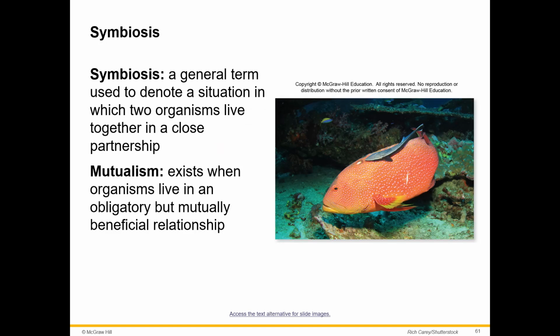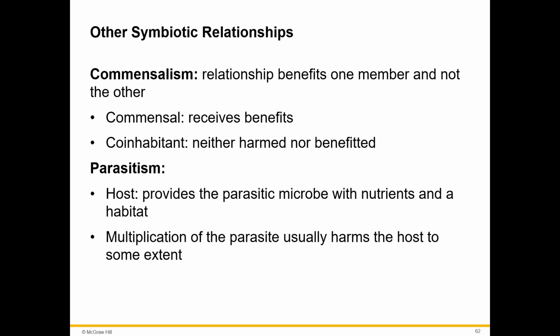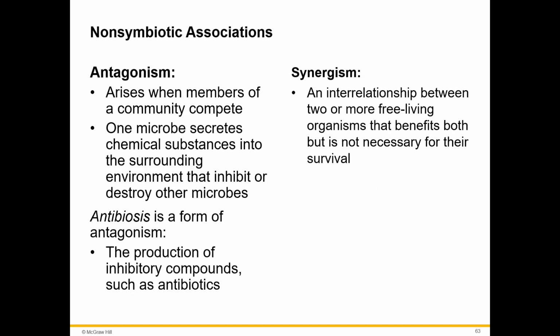So these definitions go into this in a little bit more detail. Symbiosis is a general term used to denote a situation in which two organisms live together in a close partnership. Mutualism is when they are obligatory and mutually beneficial. Commensalism, like I said, one benefits, the other one is unaffected. And parasitism, one benefits and the other is harmed. Antagonism happens during competition. Synergism is when they both get along, but their relationship is not necessary for their survival.